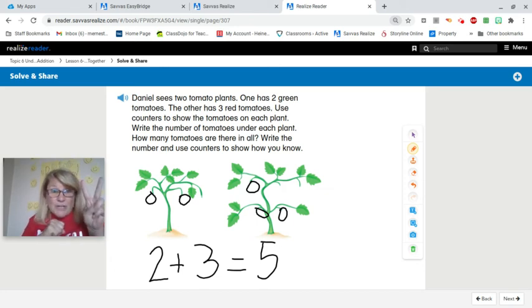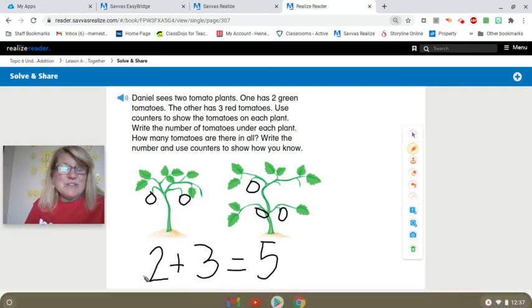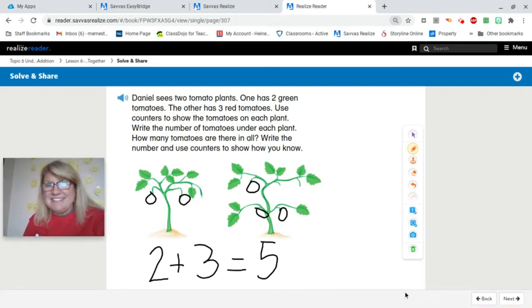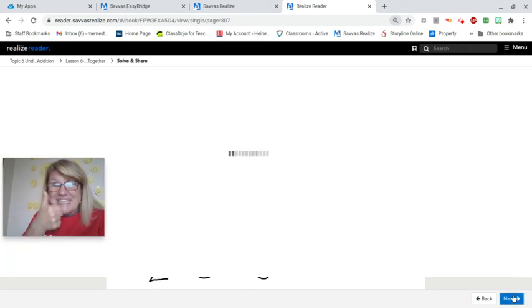So if I have 2 over here and 3 more, I have 5, right? And if I have 2 over here and 3 more, it's 5 still. And they're equal. They're both 5. You're right. There's 5 on each side of this equation. Good job, kindergartners. Let's go to the next page.